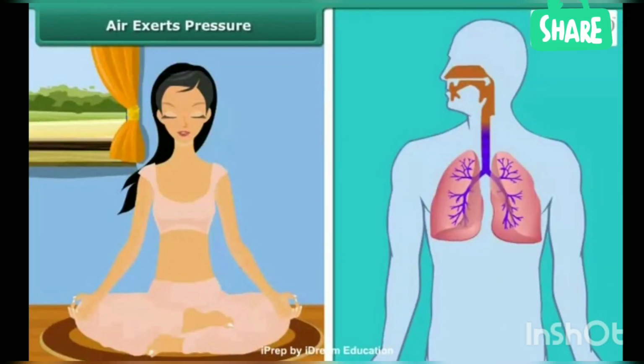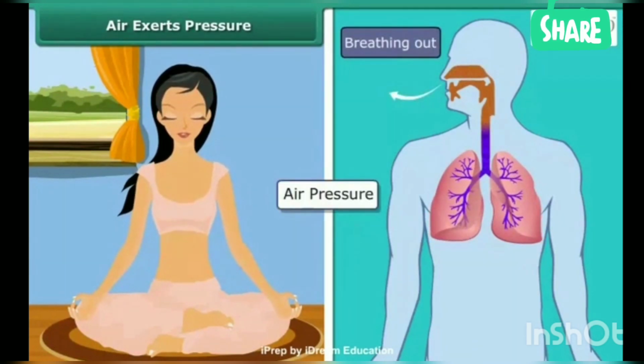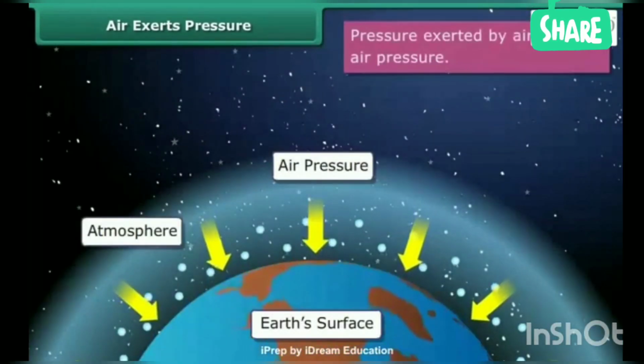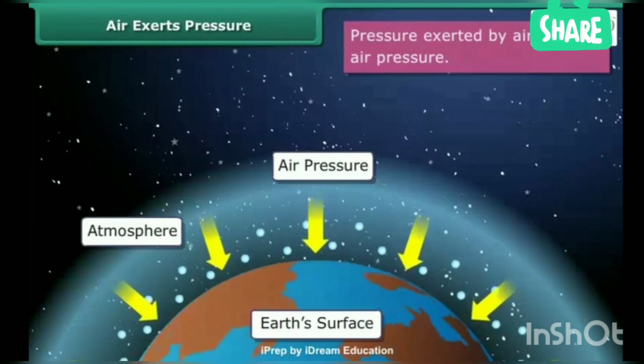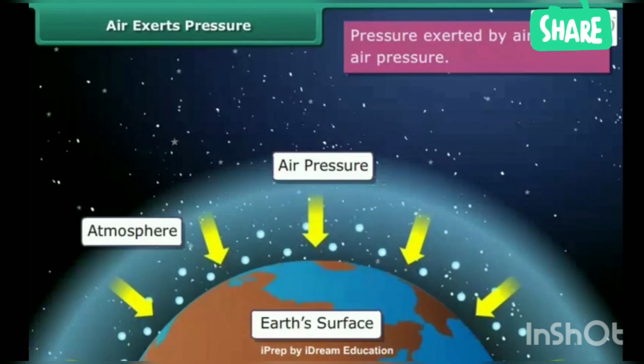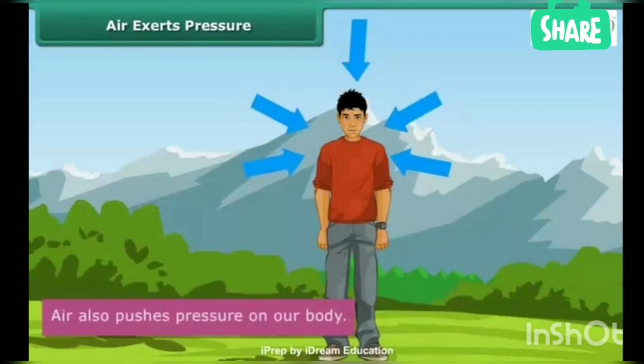Air exerts pressure. Have you ever thought what helps our lungs to inhale the air? Well, it is air pressure, which forces the air into our lungs when we breathe in. Earth's atmosphere is made up of a number of gases. These gases exert pressure on the Earth's surface. We call this pressure air pressure. The Earth's atmosphere is 80 km deep. As we move upwards, the air pressure decreases. Air also exerts pressure on our body.